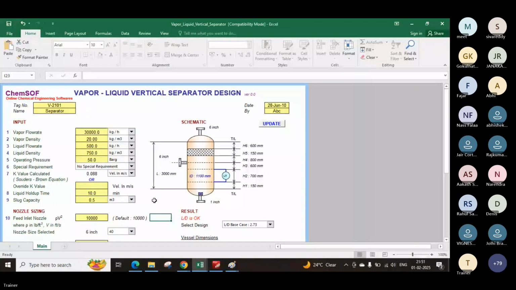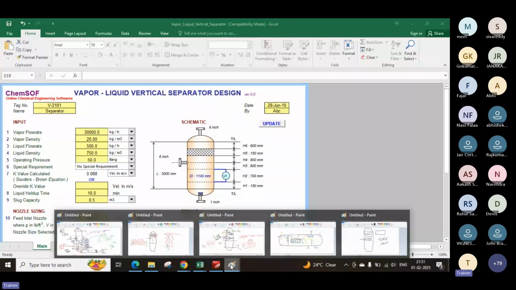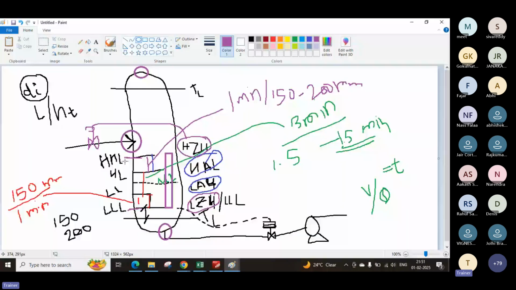Generally, in my company or wherever I have worked, we don't define this directly as a hold up time, but we define the time as NLL to HLL, HLL to NLL, or what I have defined. Let's see it here. We define high liquid level, then high liquid level to NLL, NLL to low liquid level, low liquid level to low low liquid level. We define the minimum time requirement or the minimum distance requirement, and based on that, the program will define the total height we require to accommodate all these things.